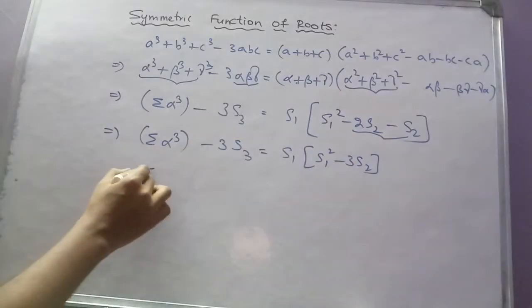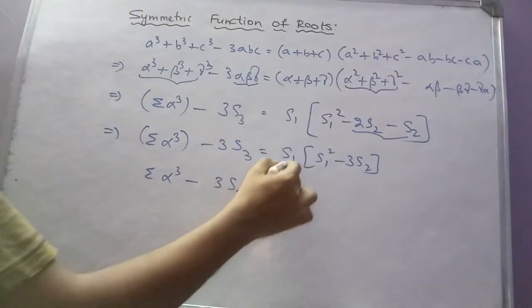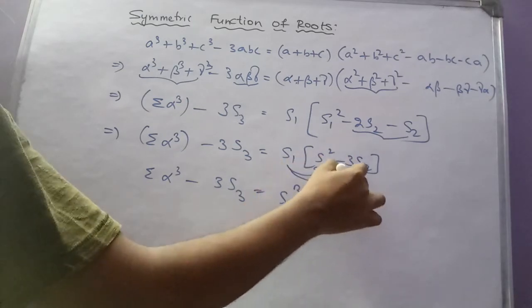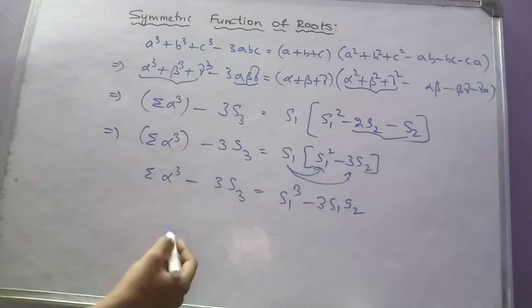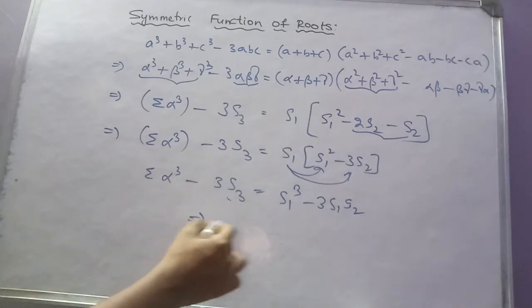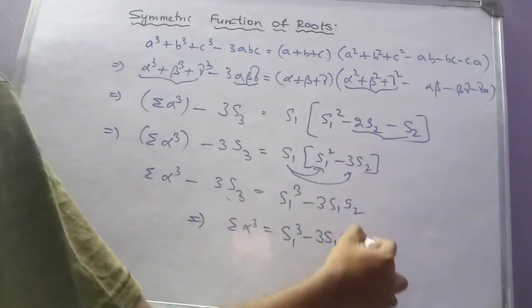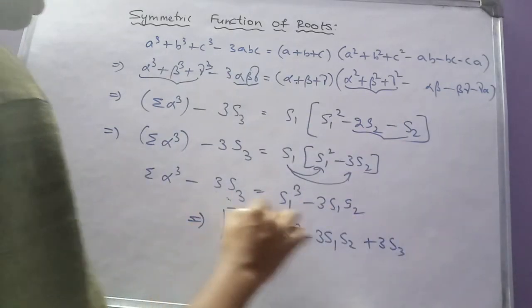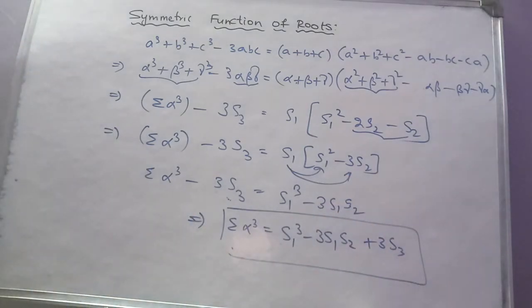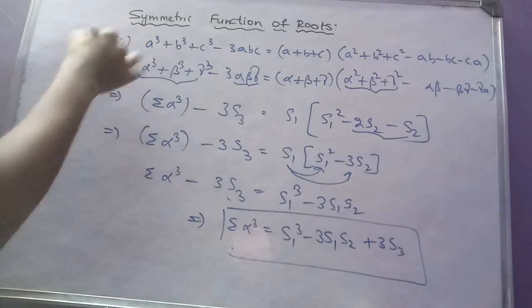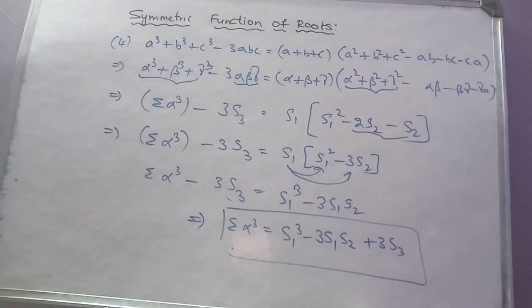Now the right side you can expand it. So sigma alpha cube minus 3S3 is equal to S1 cube minus 3S1S2. Then take this to the right side. So finally you'll get sigma alpha cube equal to S1 cube minus 3S1S2 plus 3S3. So this is the required formula for sigma alpha cube. Till now we have found four formulae: sigma alpha square, sigma alpha square beta, sigma alpha beta square, and sigma alpha cube. We'll see the next one now.